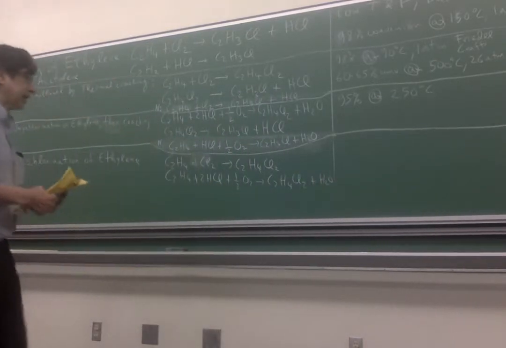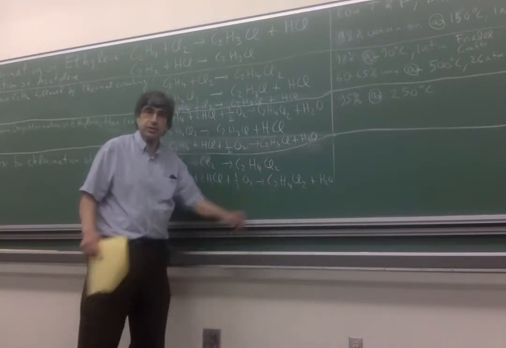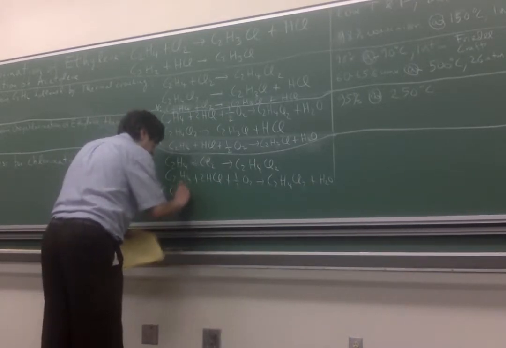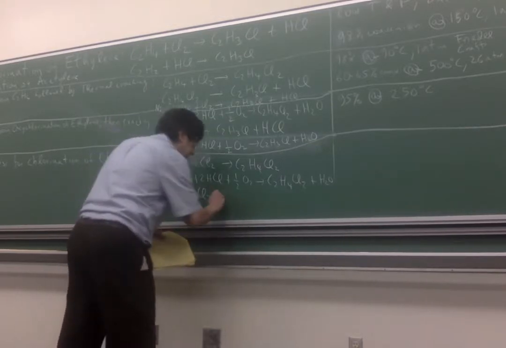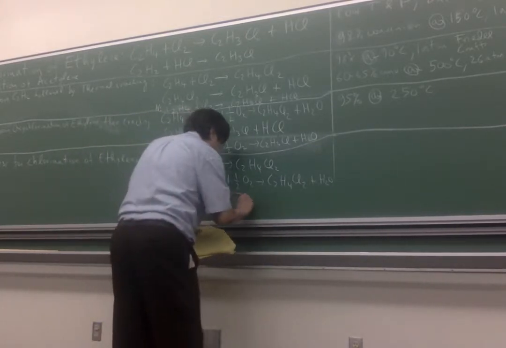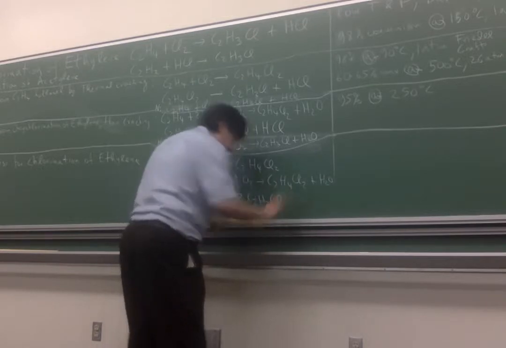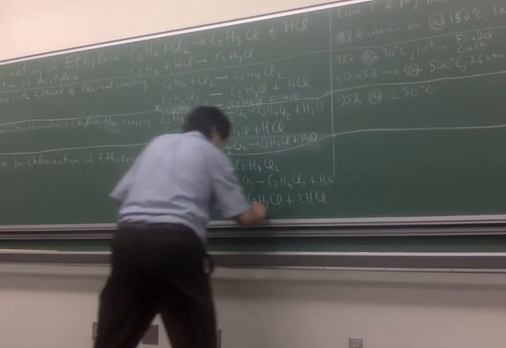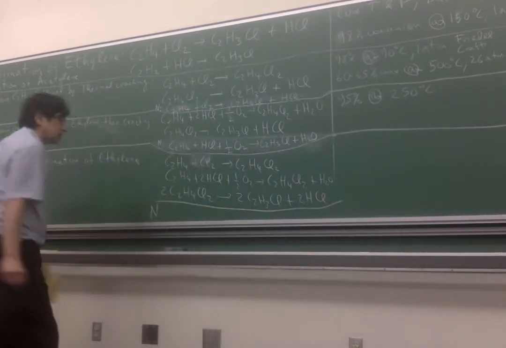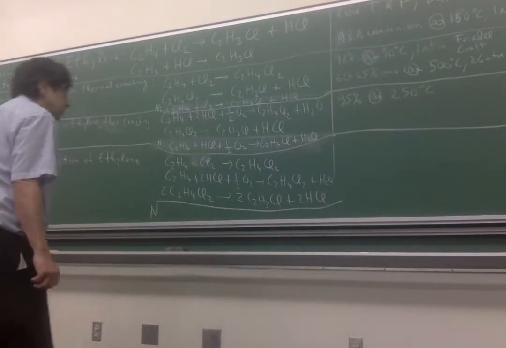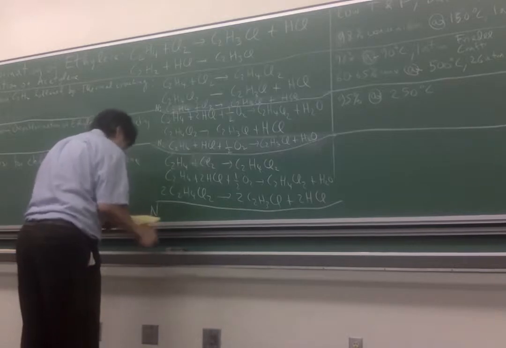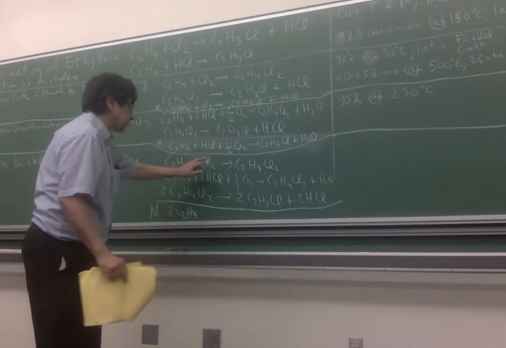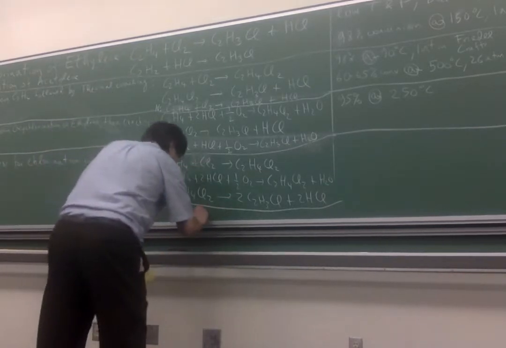And then we have dichloroethane from here, we have dichloroethane from here, so we have two dichloroethanes. So take the two dichloroethanes and crack them to get two vinyl chlorides plus two HCl's. And what is the net reaction of this one? So the net reaction of this one is two ethylenes, plus one chlorine.